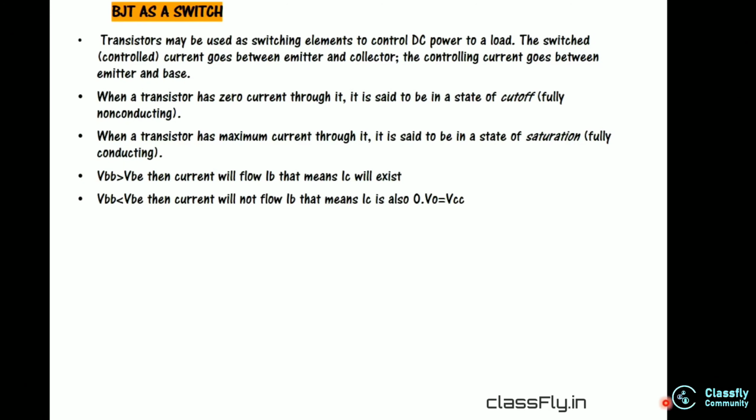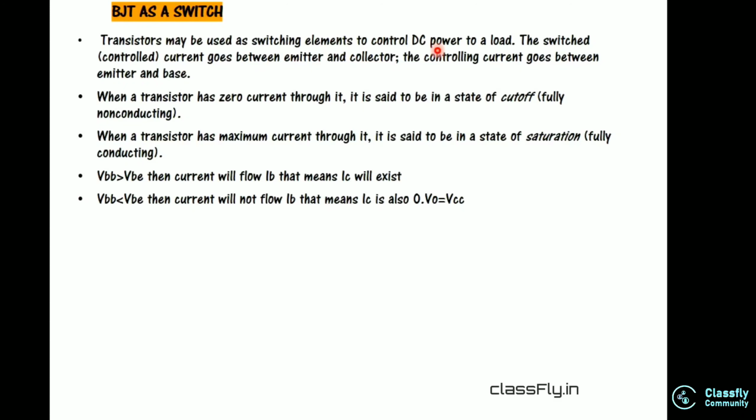So today we will be dealing with the topic BJT as a switch. We have done the BJT as an amplifier. We know that there are three regions in the BJT: one is the active region, one is the cutoff region, and one is the saturation region. Whenever it is in the active region, the transistor is working as an amplifier. When it is in cutoff and saturation, at that point this BJT will work as a switch. So a transistor may be used as a switching element to control DC power to the load.